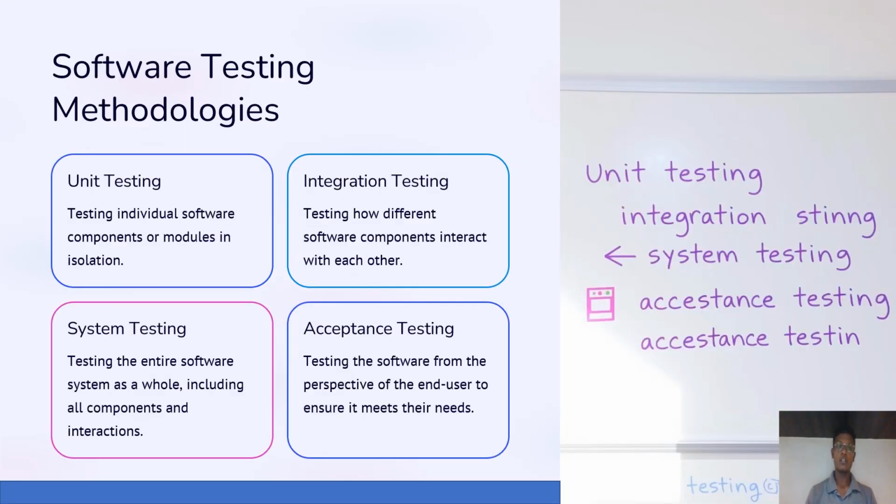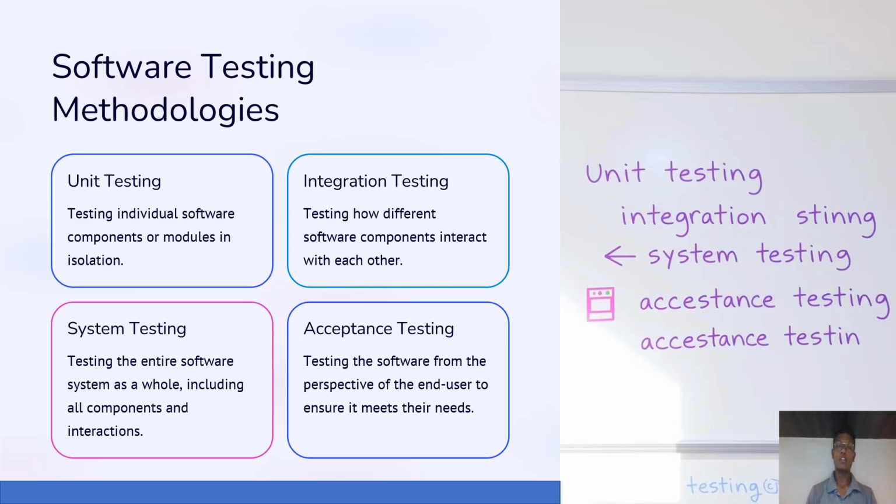Next, we move on to software testing methodologies. We have four different types of software testing methodologies: unit testing, integration testing, system testing, and acceptance testing. First, we talk about unit testing. Testing individual software components or modules in isolation. This is known as unit testing.